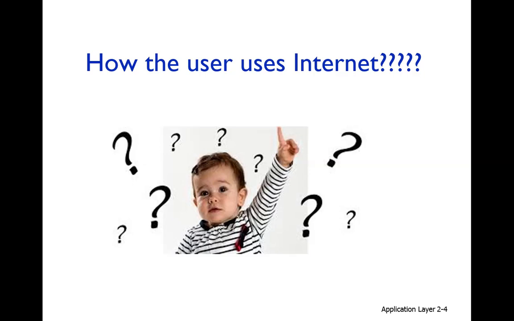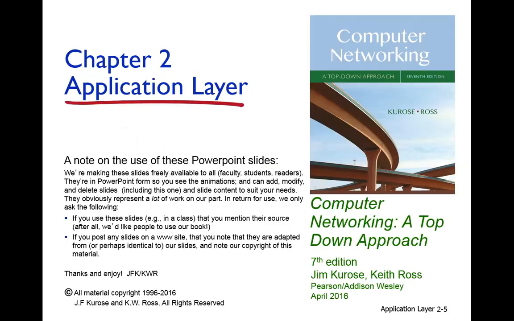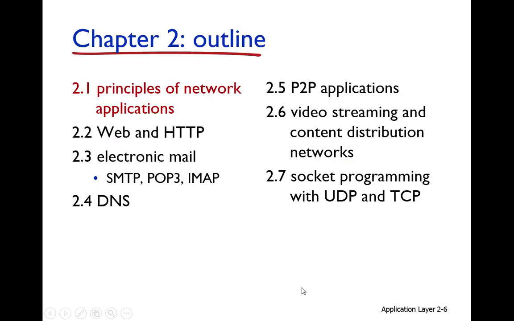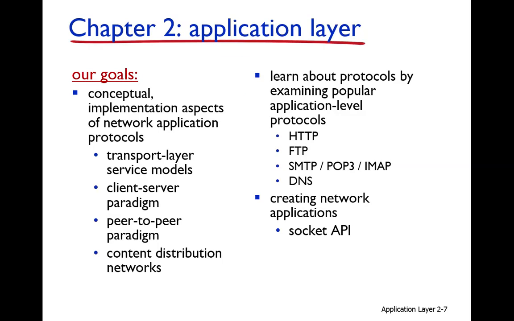How does the user use the internet? We have discussed that the user uses the internet via applications. So we are discussing how these applications are developed and how these application protocols work. So let's start chapter number 2, which is about application layer protocols, from the Computer Networking: A Top-Down Approach, 7th edition book. These are the outlines of chapter number 2. So let's start.